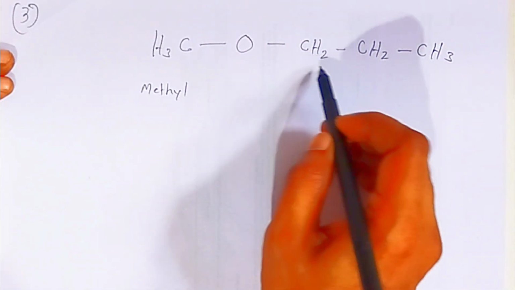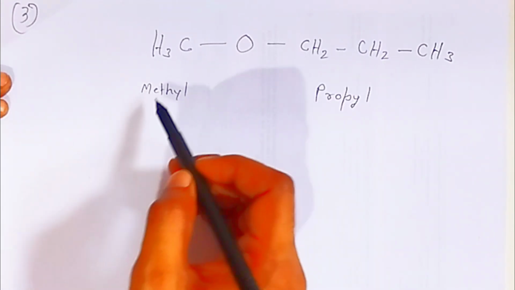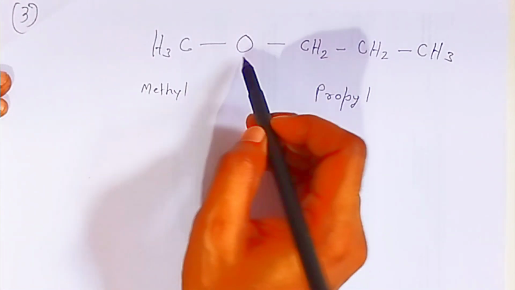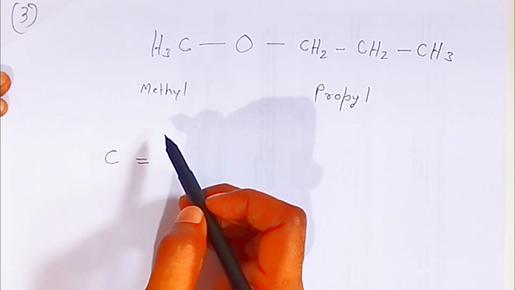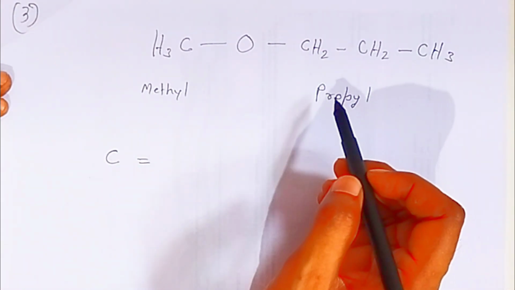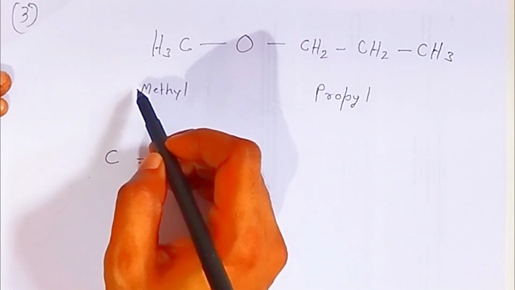So this is what? Propyl. So this is methyl, and this is what? Propyl is attached to this oxygen. Now students, how are you going to name it in common name? For common name, students, you have to see the alkyl names in alphabetical order.